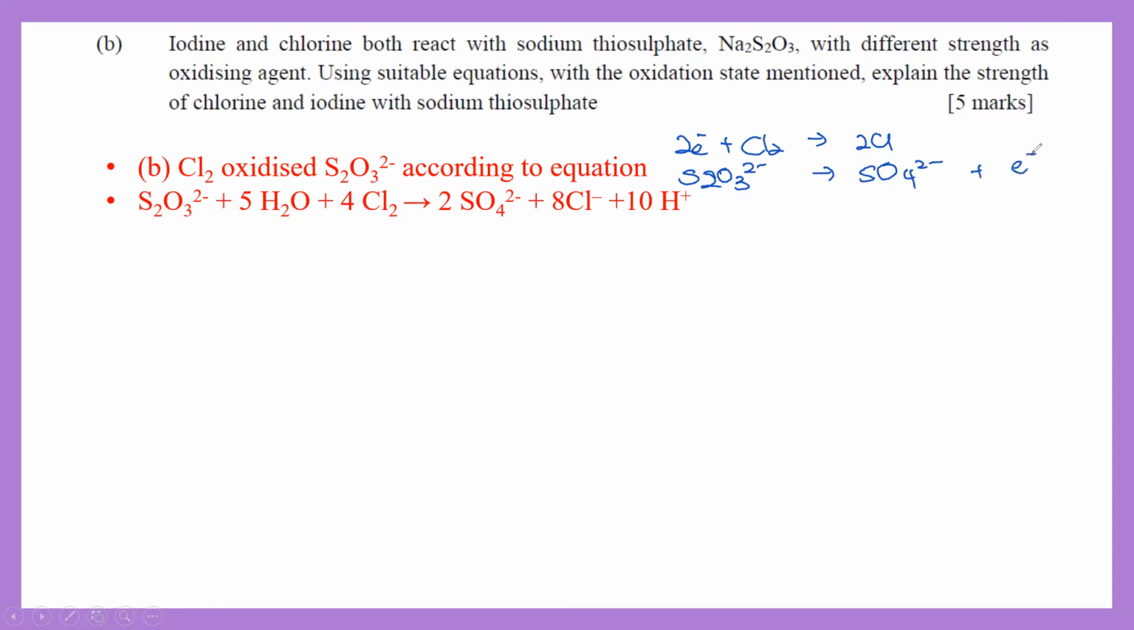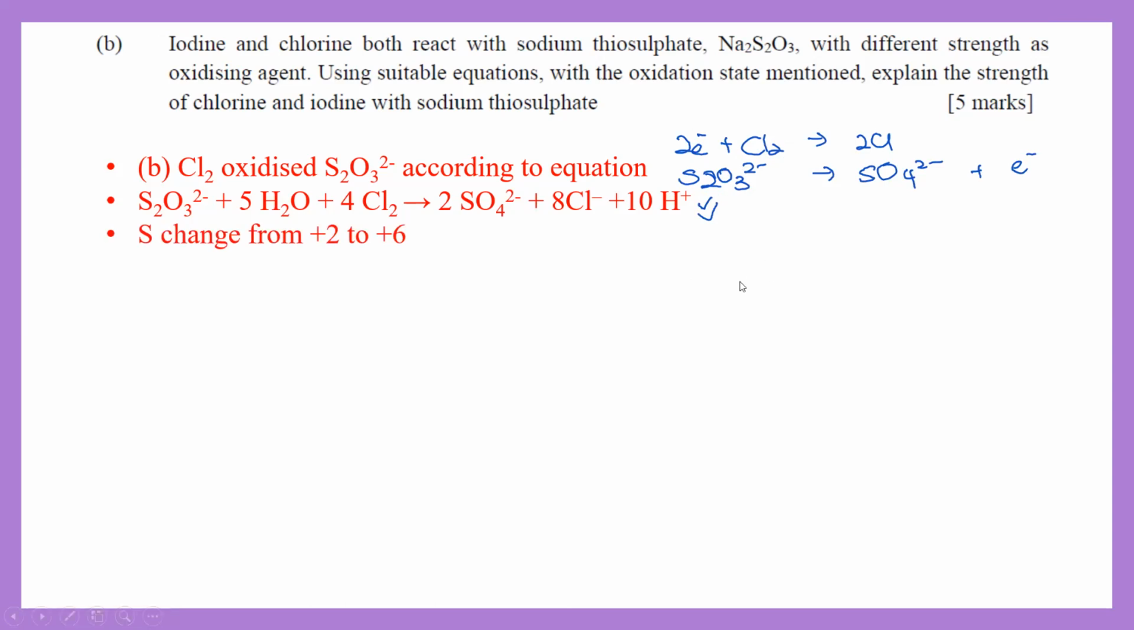Okay, plus how many e minus? If you still remember how to balance ionic equations when we learned in chapter 2 last time, you should be able to get this overall equation. In here, the chlorine is able to oxidize the thiosulfate to the highest oxidation state, when the sulfur changes from +2 to +6.